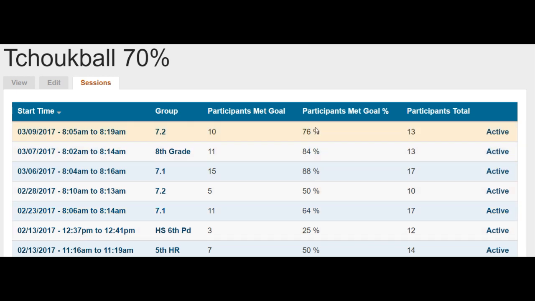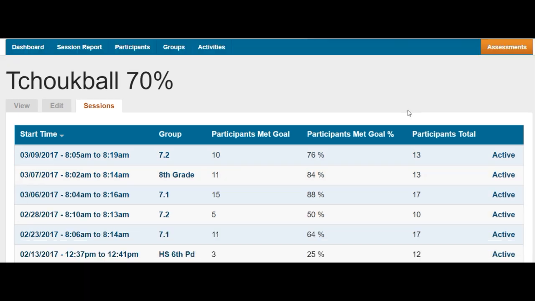So the number that I'm always very interested in is the number of participants that have met the goal set by the teacher or set by us at a district level. We want this number to be between 72 and 92%. If the students are below 72%, the rigor might be too high.